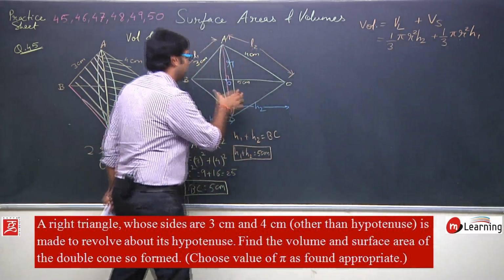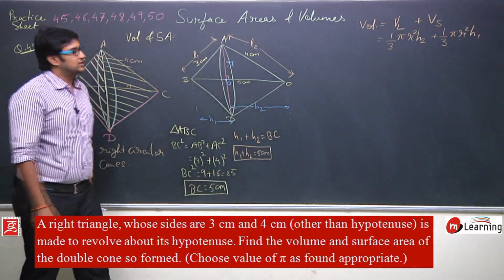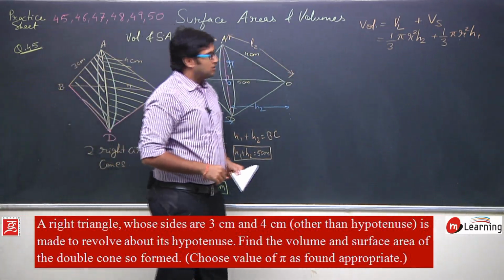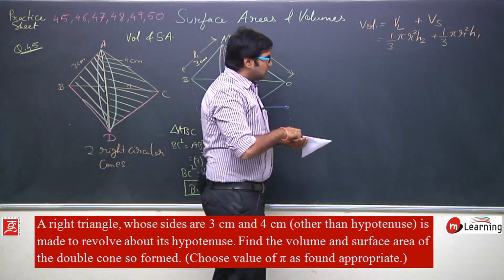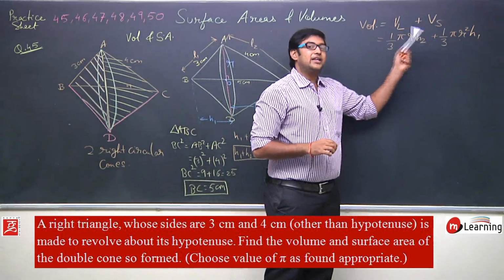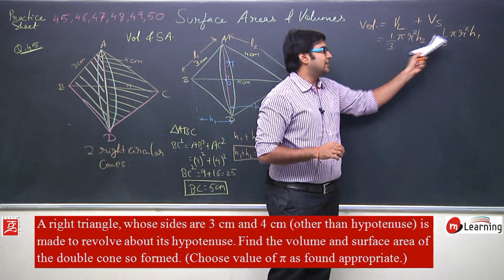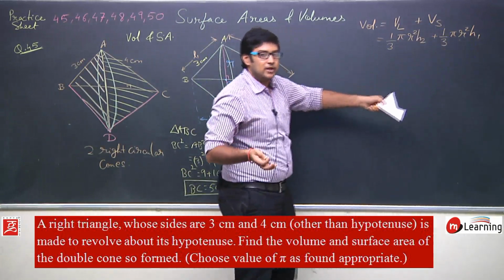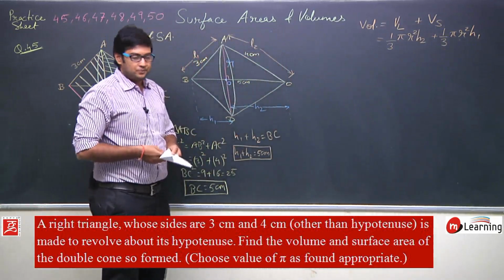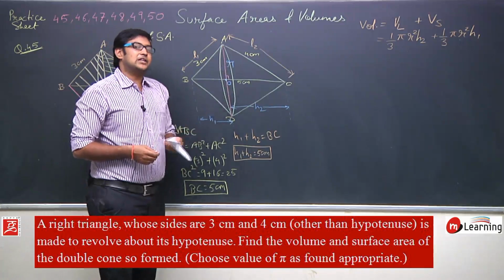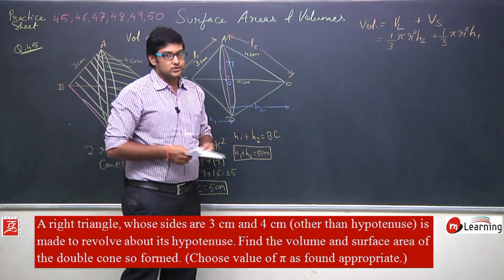h1 means the height of the smaller cone. This is the total volume. Now to calculate the volume I need the radius. You can see I need the radius. Without the radius I will not be able to calculate the volume. So how should I determine the radius of these two cones?